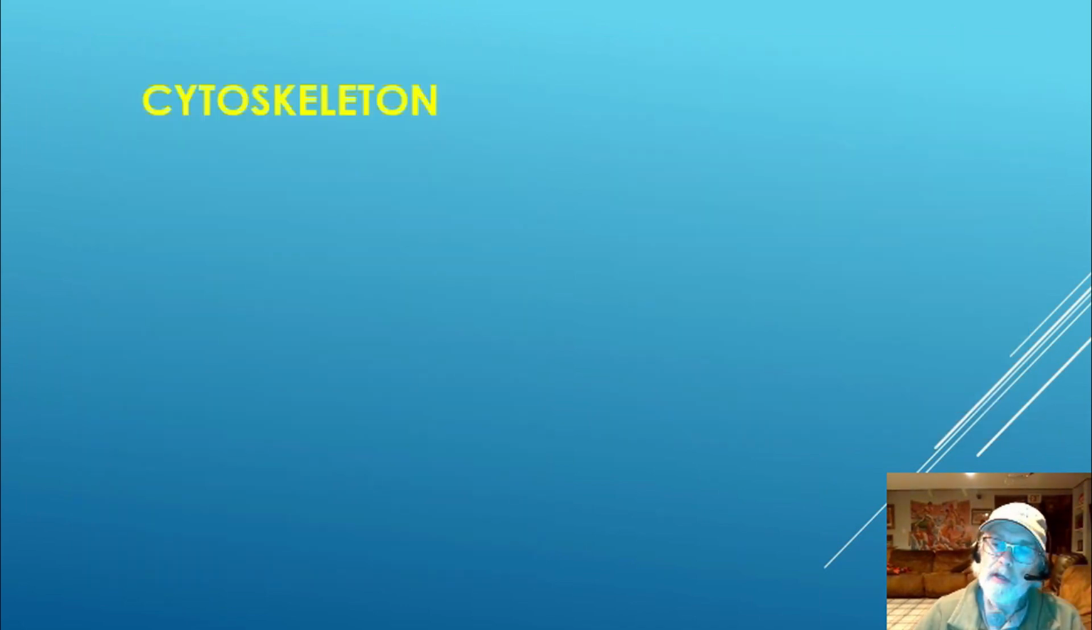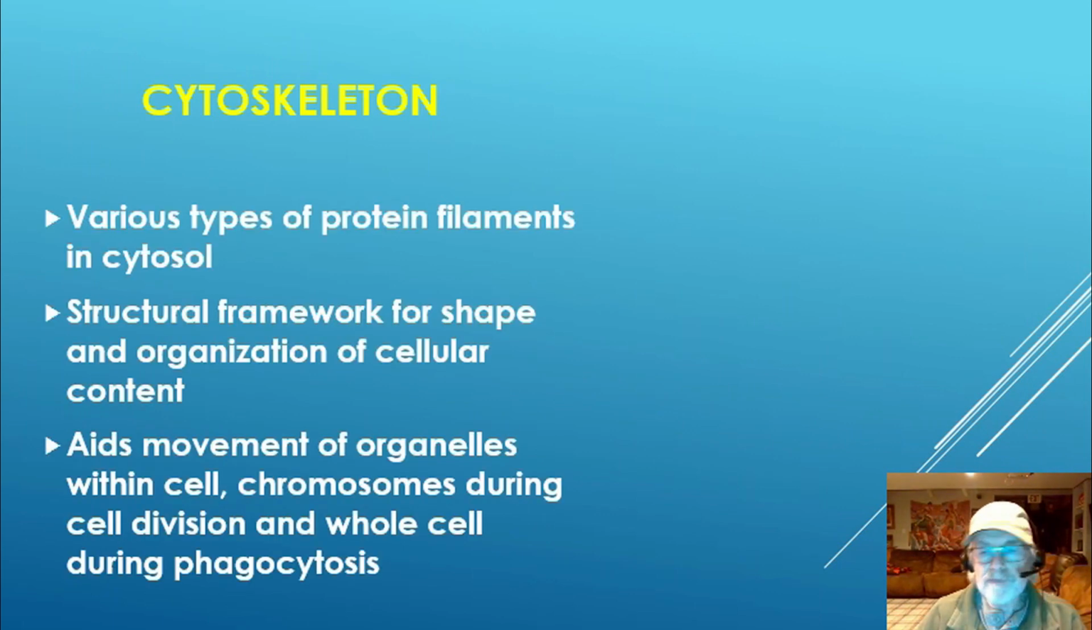Okay, let's talk a little about the cytoskeleton. What happens is cells have structure. Cells are able to change shape a little bit, but you need things held in a certain place, and you need a certain structure. The structure that we find in cells is what we call a cytoskeleton, and that cytoskeleton is basically what provides a structural framework for the shape and the organization of cellular content. It gives the cell a particular shape.